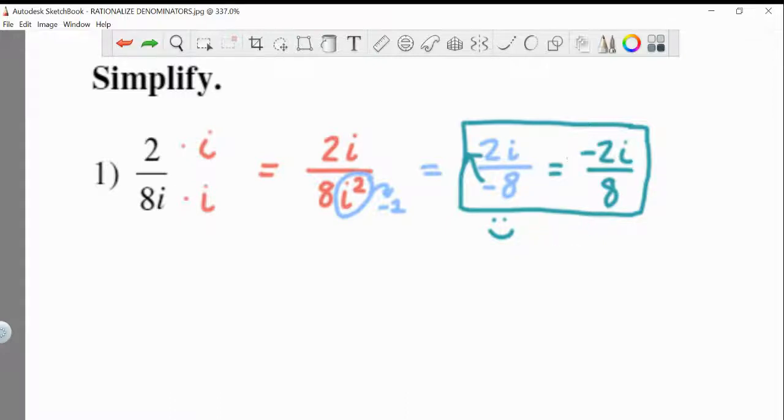And I'm sure some of you are sitting there thinking, can't we make this even better? Because we have a 2 divided by 8. Don't you know that 2 eighths can be reduced? And so technically, the best answer is -i divided by 4, where we've said 2 eighths, that's the same thing as 1/4. And we've made that simplification.